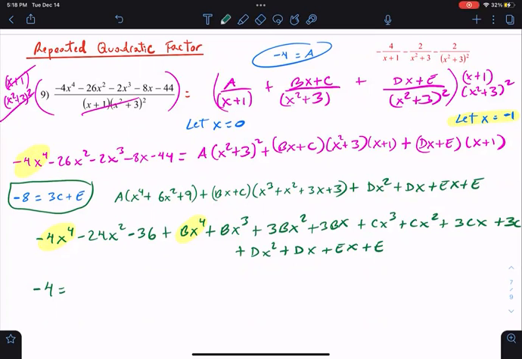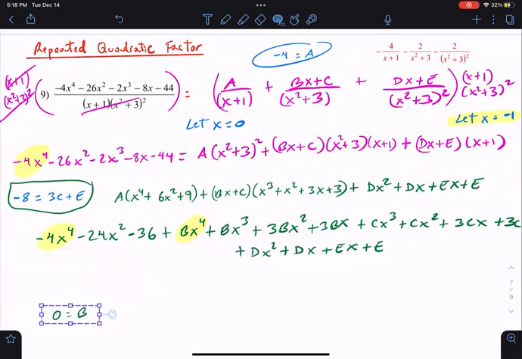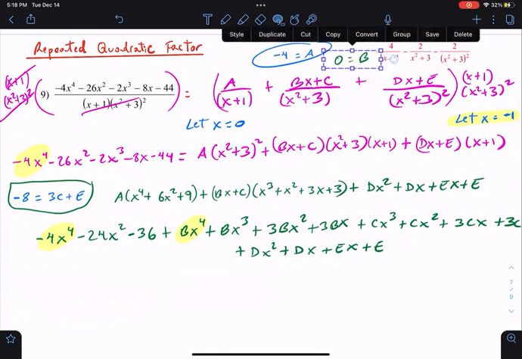Okay. So that means that this is -4 plus b. So b equals 0, right? Because you can cancel these out. Okay, so we have b equals 0. Let's see what happens after that. So I have this b equals 0, and I'm going to put that here.